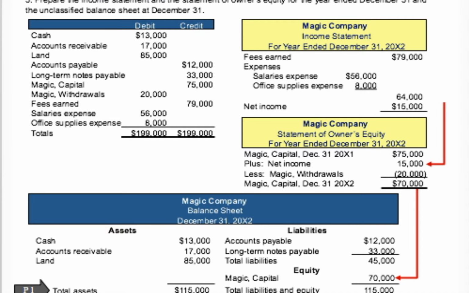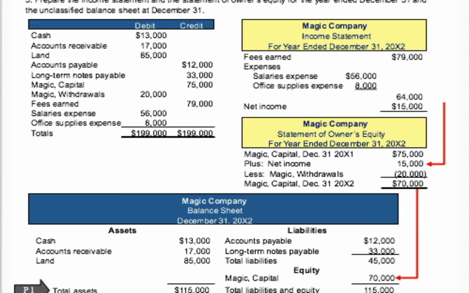Next, we want to prepare the income statement and the statement of owner's equity for the year ended December 31st, and then the unclassified balance sheet as of the date December 31st. The adjusted trial balance is presented in financial statement order, beginning with the assets. Assets appear on the balance sheet, so cash, accounts receivable, and land for a total of $115,000. The next are liability accounts. We've got accounts payable, long-term notes payable for total liabilities of $45,000.